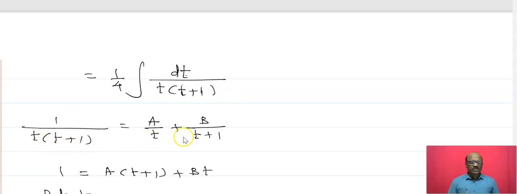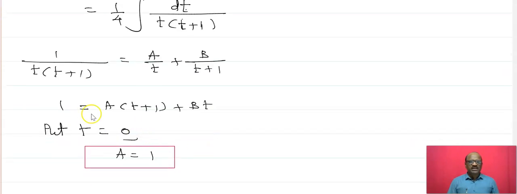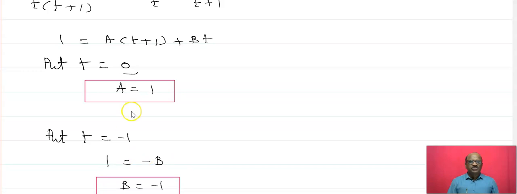That is, 1 upon t plus 1 is equal to a upon t plus b upon t plus 1. Make the cross multiplication and then you will get 1 is equal to a into (t plus 1) plus b into t. Now we want to find out the values of a and b. For the value of a, put t is equal to 0. Then b will become 0 and you will get the value of a is equal to 1. Put t is equal to minus 1. Then you will get the value of b.